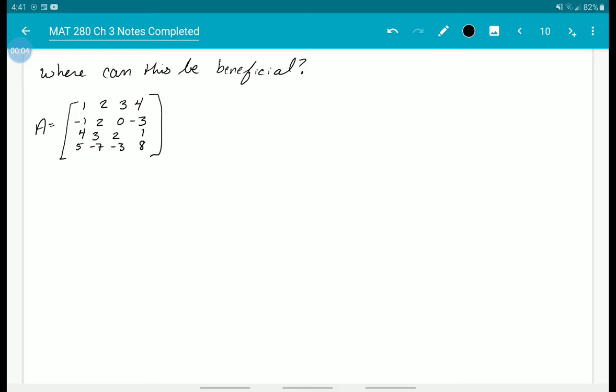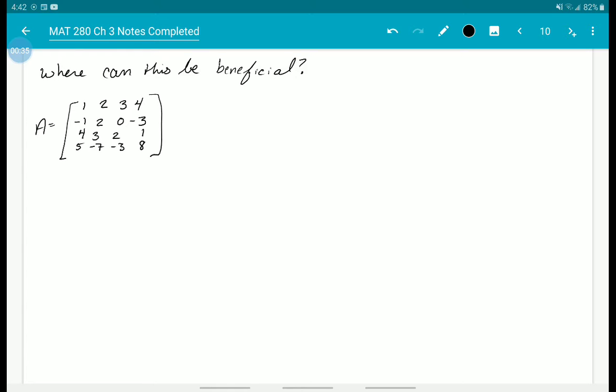So in the last video, we talked about how elementary row operations can affect a determinant. So let's talk about where this could be beneficial. Where would you really want to try to use this? Well, we know finding determinants of 2 by 2 and 3 by 3s are easy. But if we get to something bigger, 4 by 4s, 5 by 5s, 6 by 6s, and so on, it can get a little tedious and a little challenging, especially if there's not a lot of zeros in the matrix to cut down on some of the work.